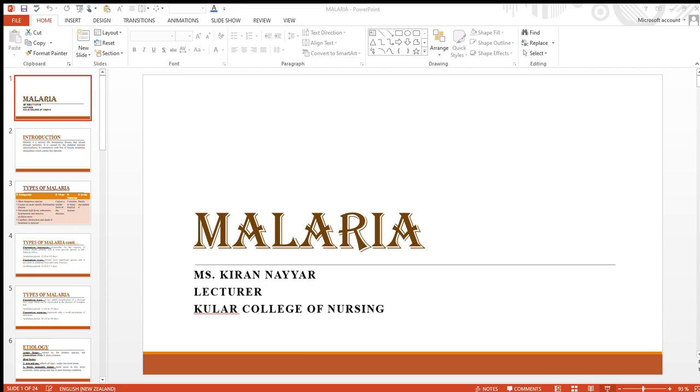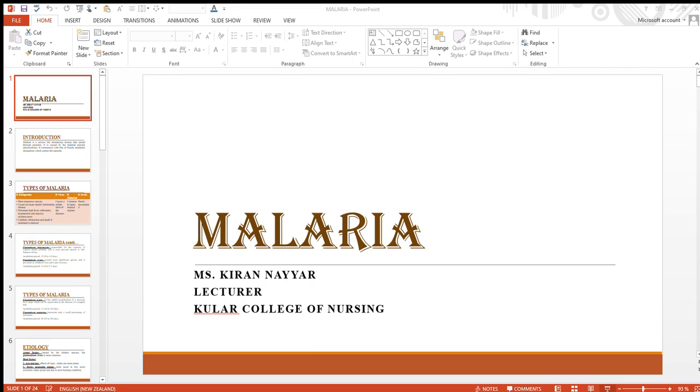Next is the types of malaria. First is Plasmodium falciparum. It is responsible for the majority of malaria deaths globally. Its most prevalent region is sub-Saharan Africa. Incubation period 12 days. Plasmodium vivax is the second most significant species, and it is prevalent in Southeast Asia and Latin America. Incubation period is 14 days.